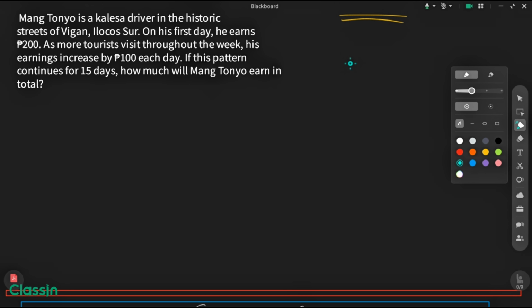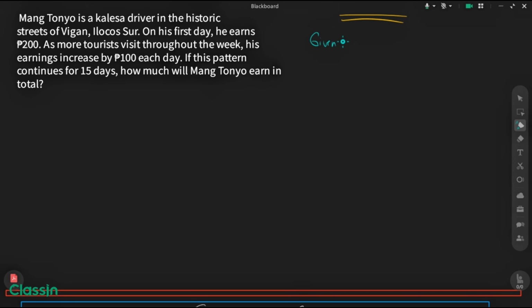So let's write all the given based on the problem. We have our first term: on his first day, he earns 200. And what is the common difference? The earnings increase by 100 each day. And what if it continues into 15 days? So how much will Mang Tonyo earn in total? That is what we are looking for.